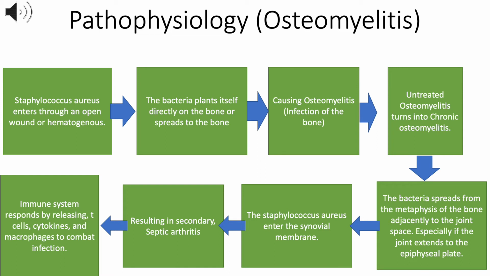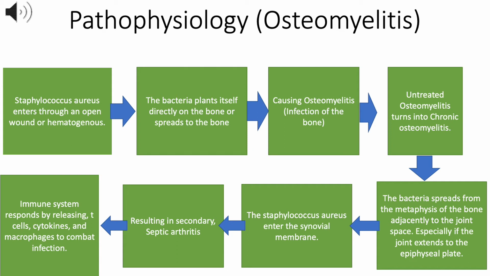The last way I'm going to talk about how bacteria or viruses cause septic arthritis, through a wound or the bloodstream, is through osteomyelitis, and this is a rare example, but it can happen. So Staphylococcus aureus enters through an open wound or through the bloodstream. The bacteria then plants itself directly on the bone, or it could spread to the bone. And that's how it causes the osteomyelitis.